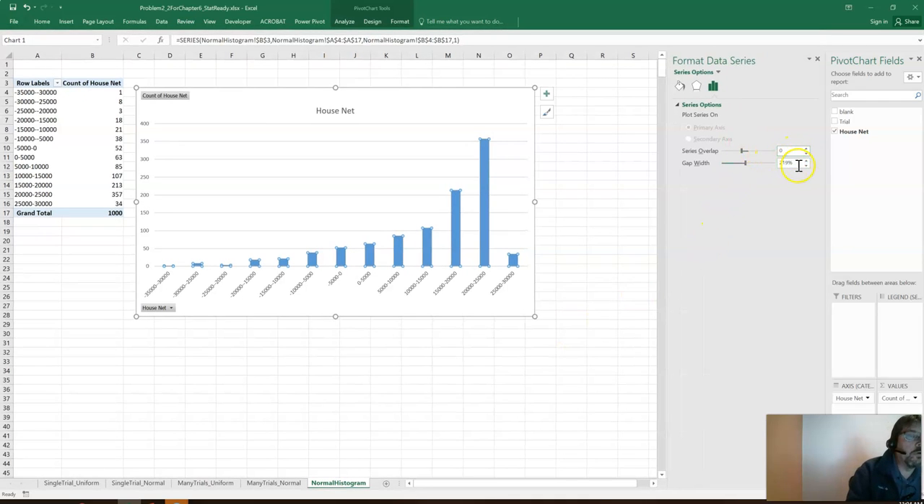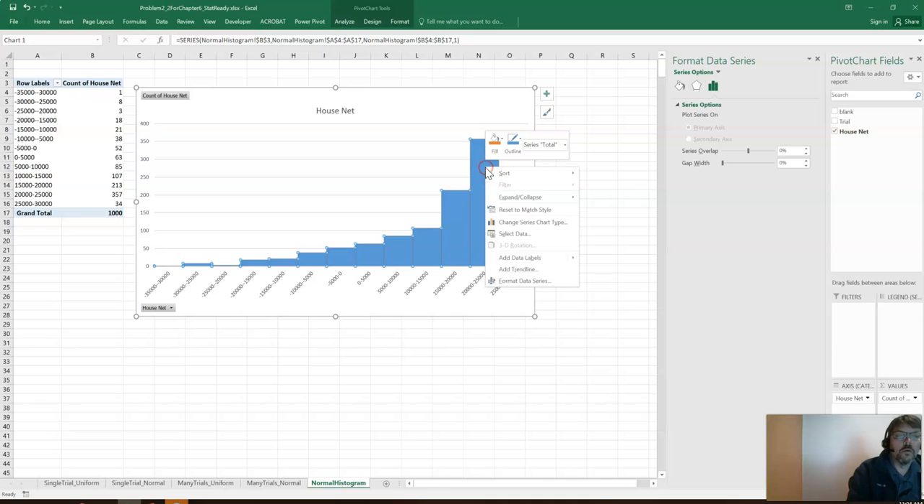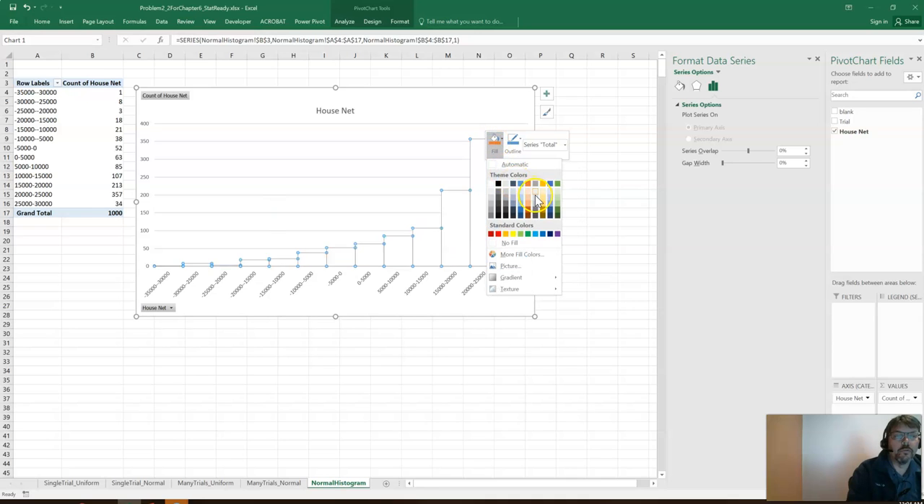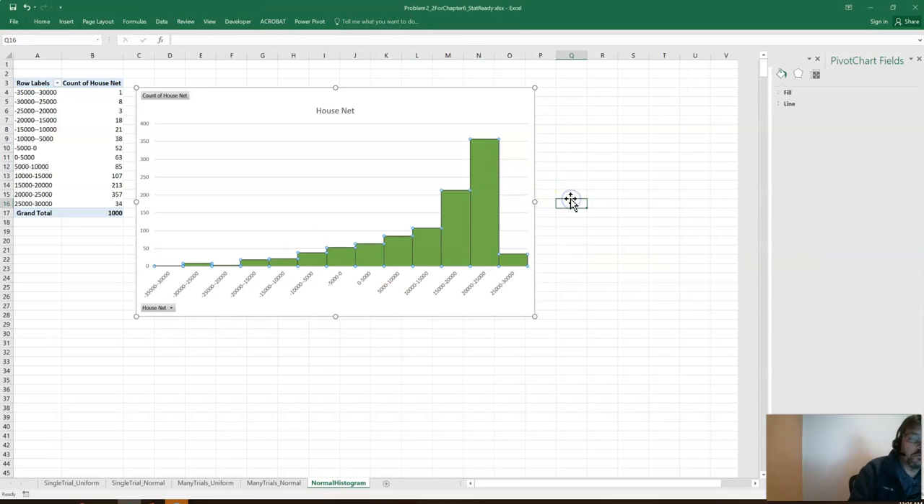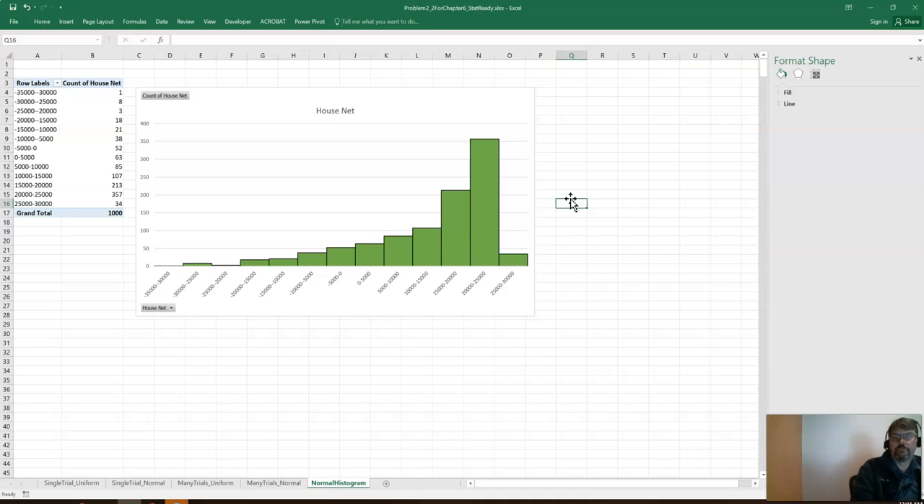Get rid of all the gaps. I'm sick of the blue, so I'm going to go with, since it's money, green, outline them in black. So there's your distribution of the house net. So yeah, there's a reasonable chance of losing money, perhaps losing a lot of money, but the probabilities are pretty small. The vast majority bunches up here.